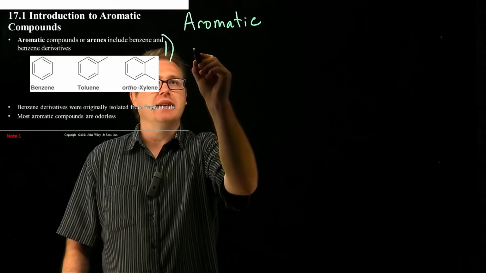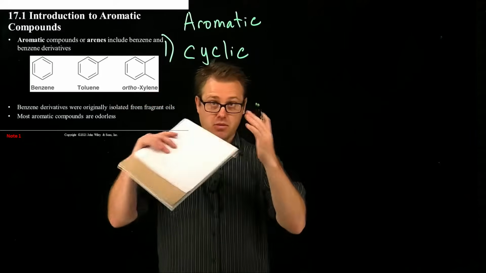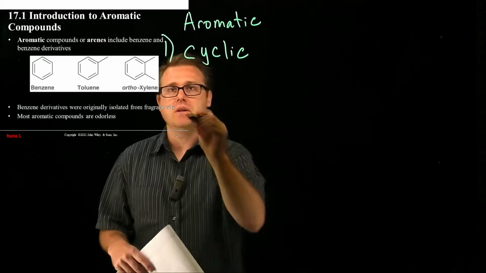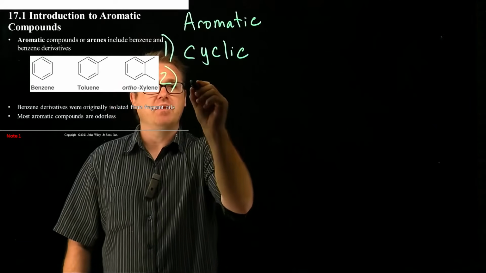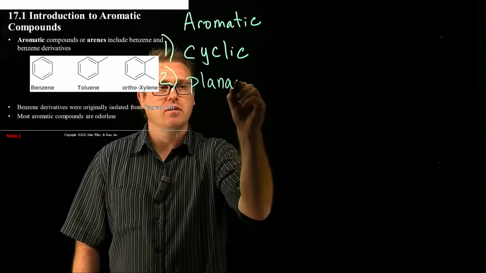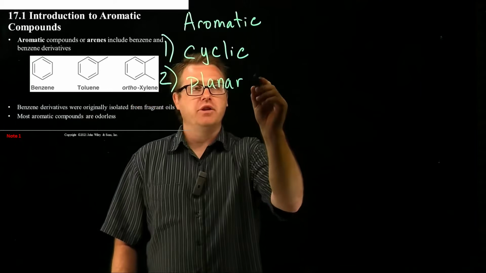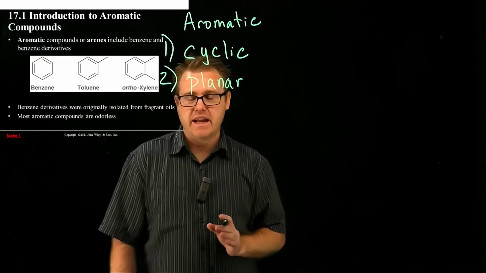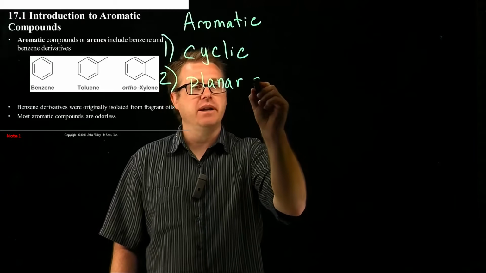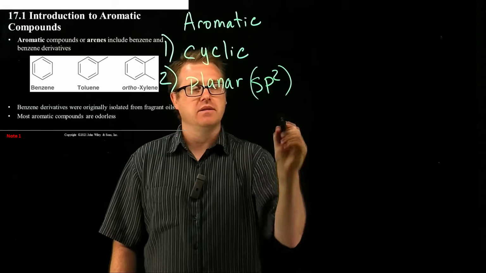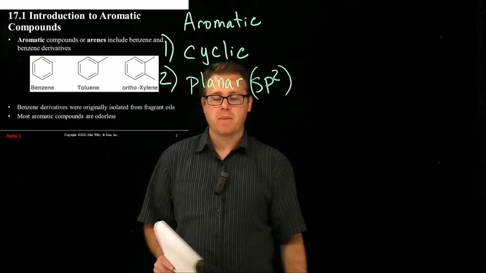The first thing is that it needs to be cyclic. You can see right on the screen that benzene is a ring. That's a cyclic ring. The second thing that you need to look for is, is it planar? In other words, is it flat? And one way to do that is look at the hybridization states of the atoms. Are the atoms sp2 hybridized? If they're sp2 hybridized, they're going to be planar.